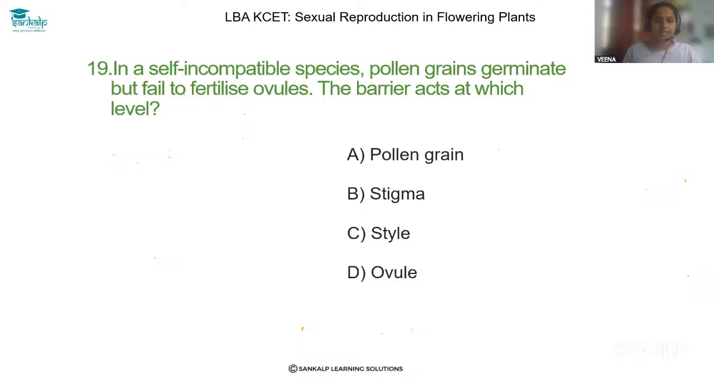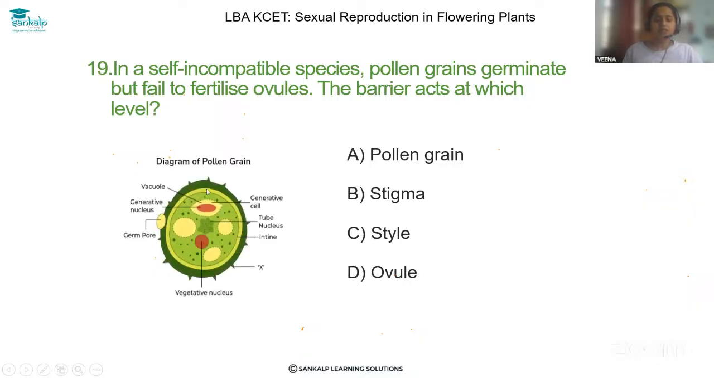Let's solve the 19th question. In a self-incompatible species, pollen grains germinate but fail to fertilize ovules. The barrier acts at which level? Dear children, just observe the structure, and first you should know what we mean by self-incompatible species. Self-incompatible species means when the pollen grains fall on the stigma.